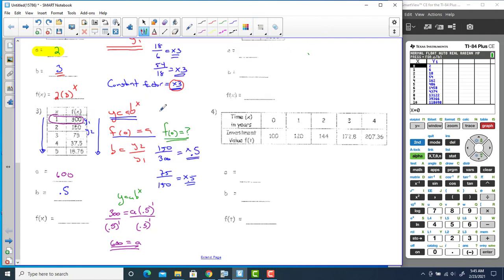Since I don't see a immediately, I can't observe it, I'm going to compute b. In order to compute b, I have to recognize that I would like to divide any amount in the table by its previous amount.